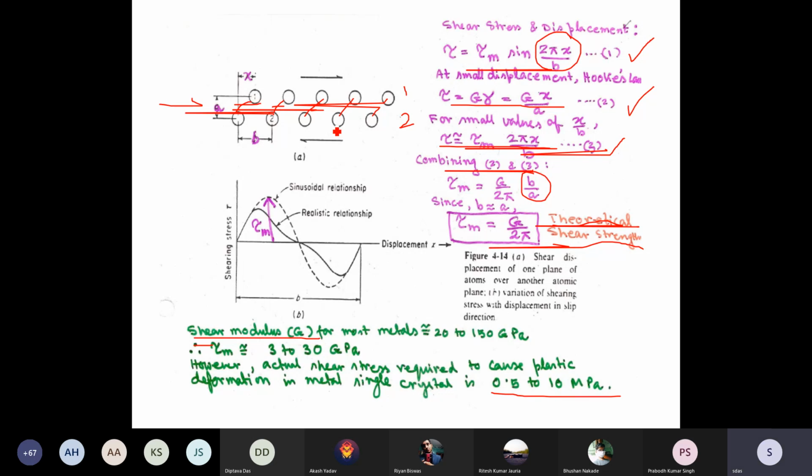Is that sinusoidal behavior, 2 pi x by b, something we are applying, or have we derived it from somewhere? Sorry, please say it slowly. I couldn't understand your voice. Say it again. That sinusoidal behavior, is it given, or have we derived it from somewhere? It's a theoretical derivation. Okay. You must have a copy of Dieter's book. Chapters 4, 5, and 6 are being followed from today. So George E. Dieter, Mechanical Metallurgy book.